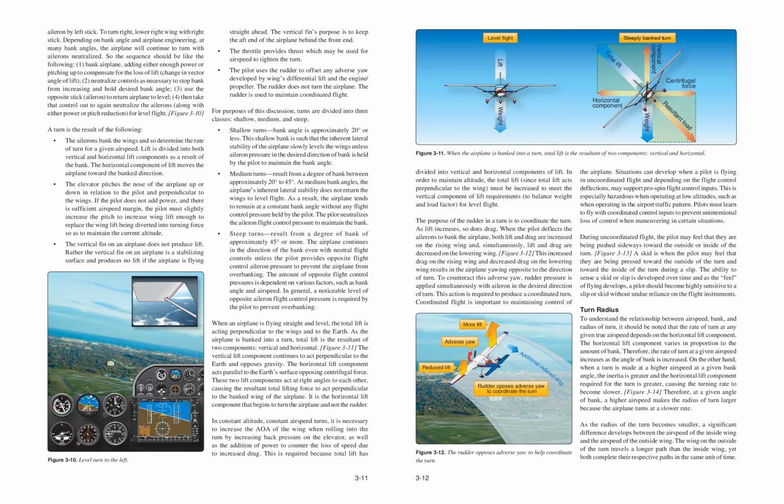In constant altitude, constant airspeed turns, it is necessary to increase the AOA of the wing when rolling into the turn by increasing back pressure on the elevator, as well as the addition of power to counter the loss of speed due to increased drag.